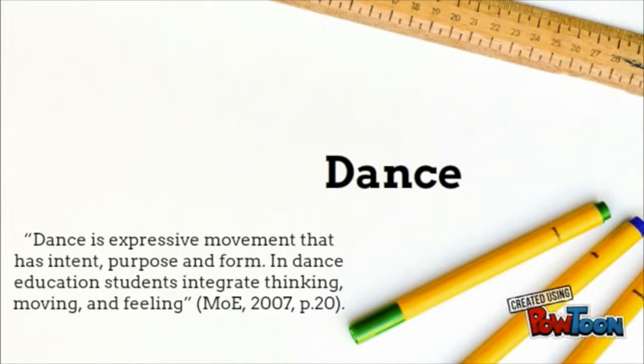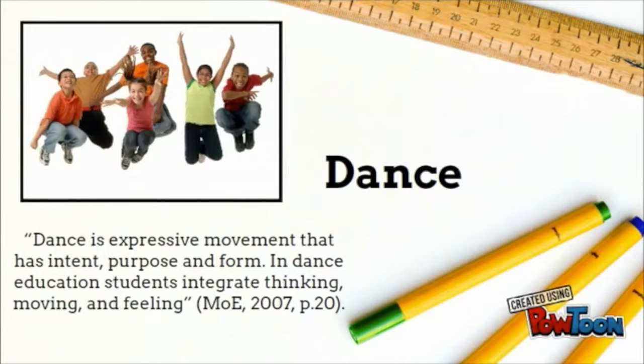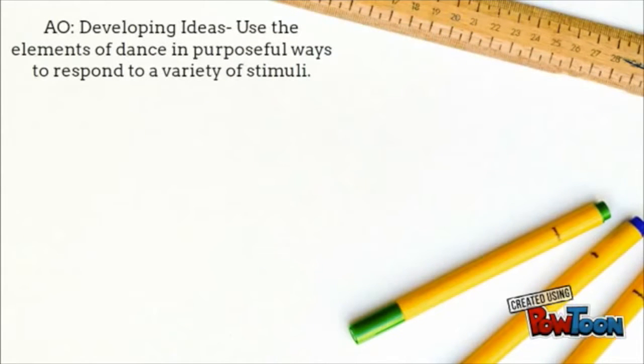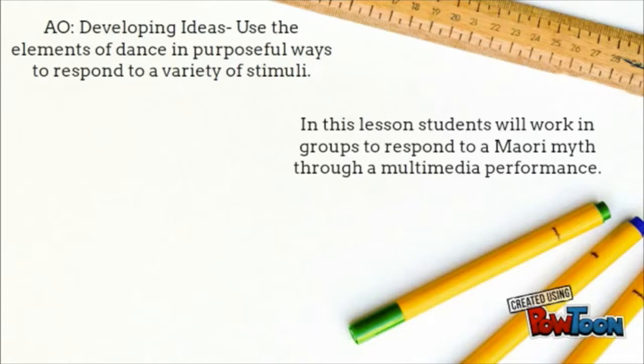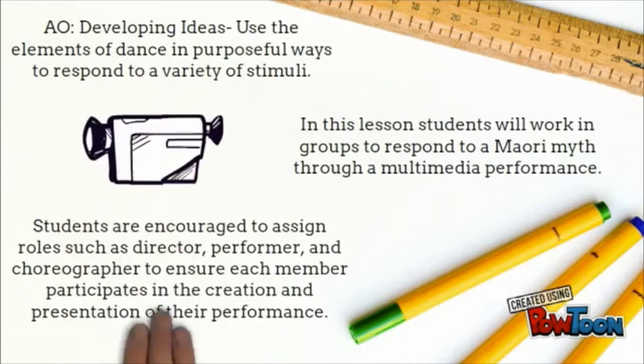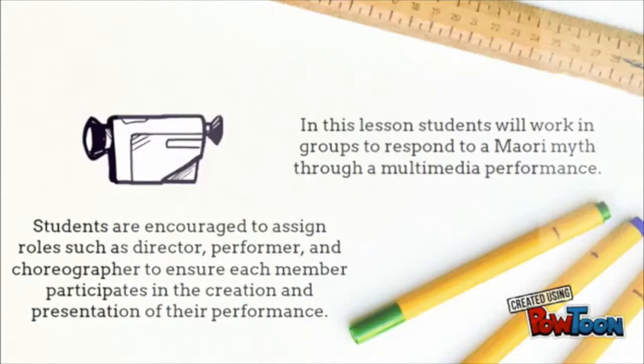Incorporating universal design for learning guidelines into dance lessons creates an inclusive program that gives all children an equal opportunity to learn and grow. In this lesson, children will work collaboratively to respond to a Māori myth of their choosing by producing a multimedia performance. Students are encouraged to assign roles such as director, performer and choreographer to ensure each member participates in the creation and presentation of their performance.